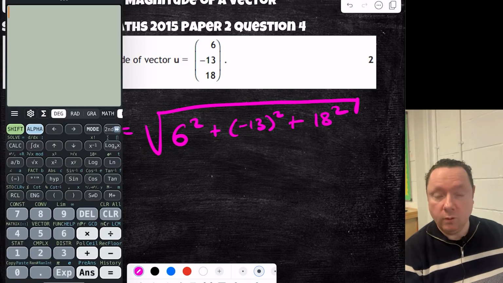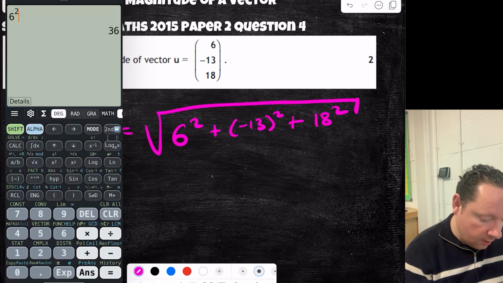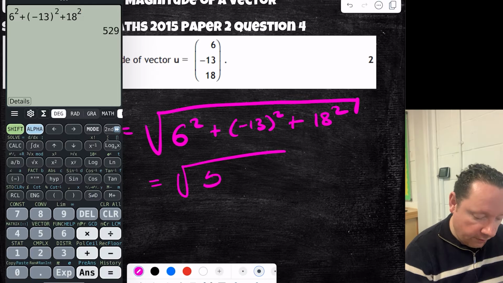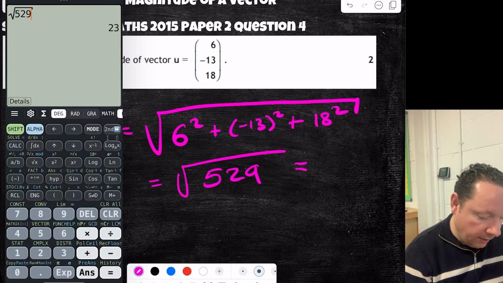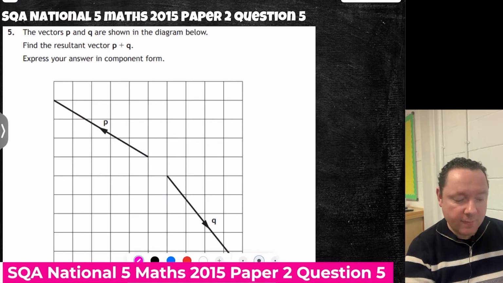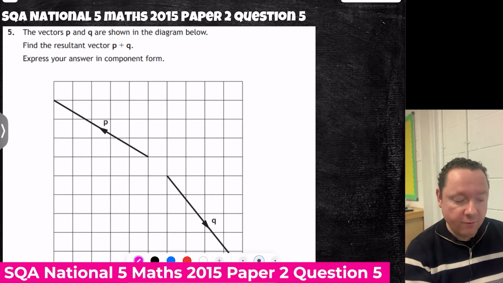I'll do the bit in the square root sign first. 6 squared plus minus 13 squared, make sure you use brackets around that, plus 18 squared. That gives me 529, so I need to do the square root of 529. The square root of 529 is exactly 23. And we're done there.